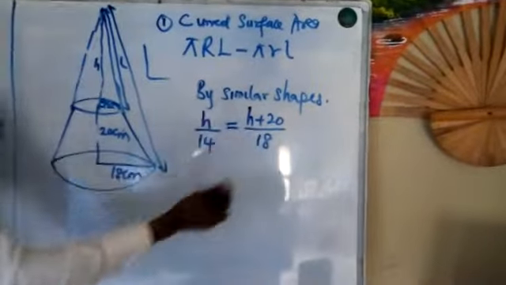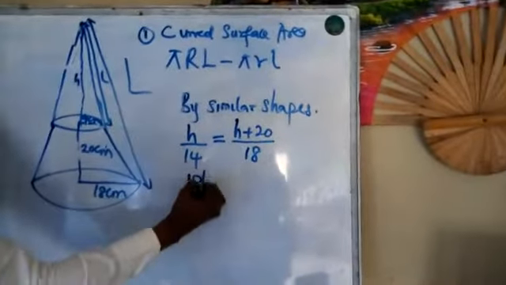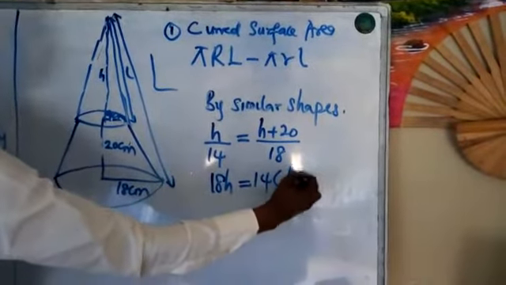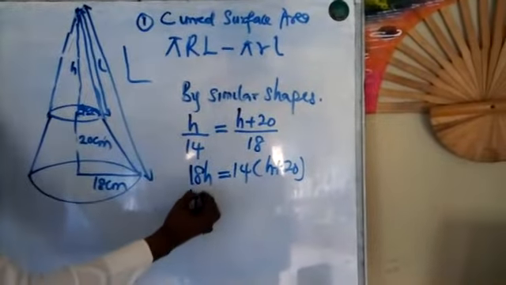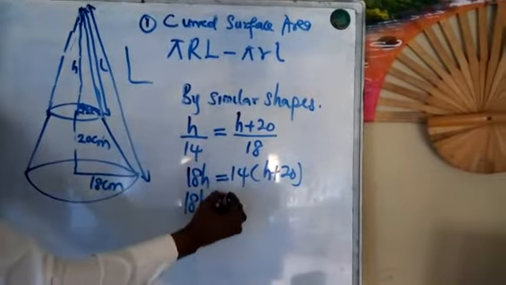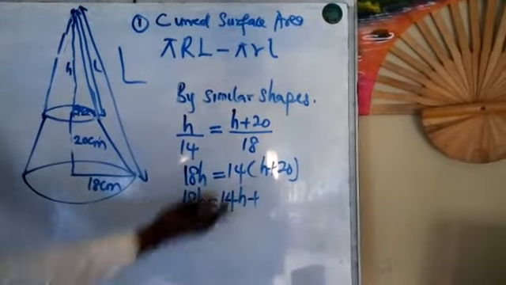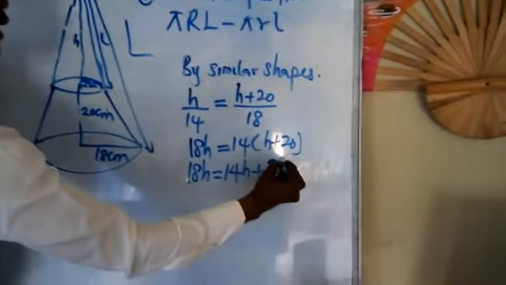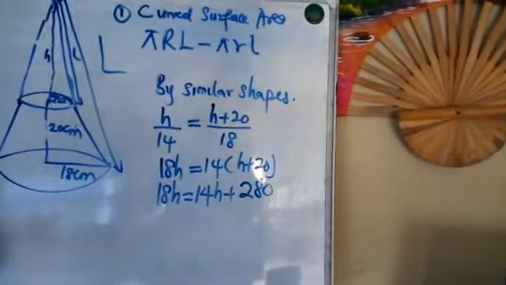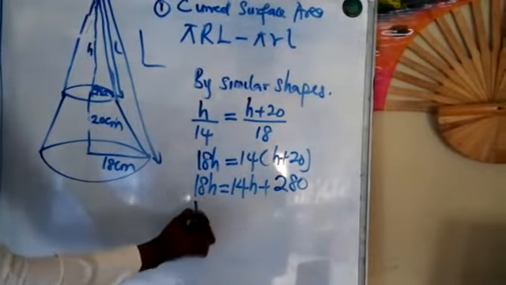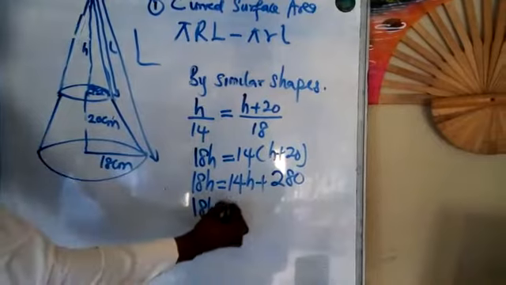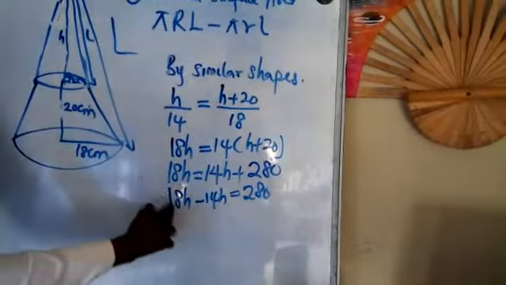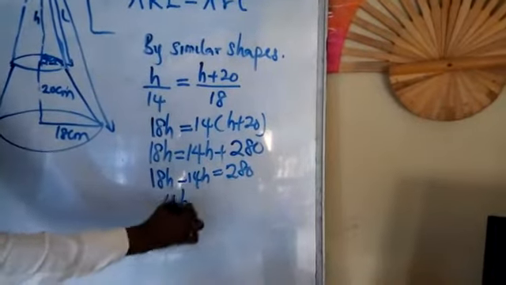In finding small h, you can cross multiply, alright? h times 18 will give us 18h, equal to 14 times h plus 20. So the next thing you do is to open the bracket. 14 times h should give us 14h. So 14 times 20 will give us 280, alright? So the next thing you do, you collect like terms. So this becomes 18h minus 14h equal to 280. 18h minus 14h should give us 4h.